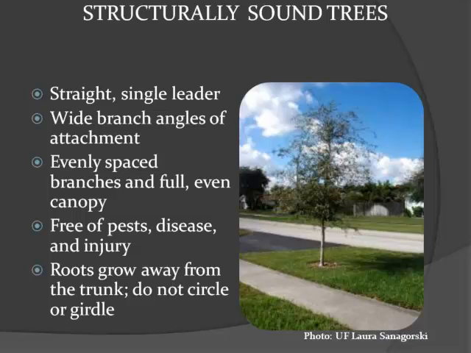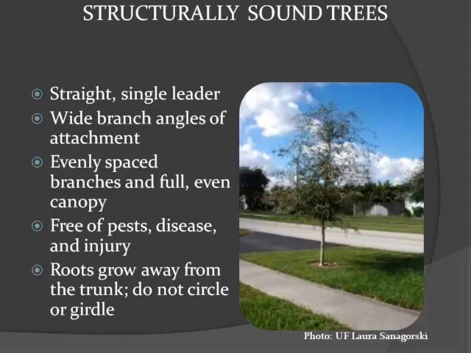There are a couple things that we look for when we're assessing the quality of a tree. We are looking for one straight single leader. If you remember the first module, we discussed codominant stems and multiple trunks. We really want to have just one. The canopy of the tree should have evenly spaced branches and be full and pretty evenly distributed. We're looking for wide branch angles of attachment, so the branches are closer to being parallel to the ground or the horizon as opposed to pointing upwards and competing with that central trunk.